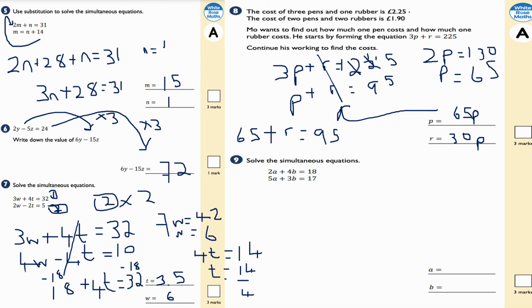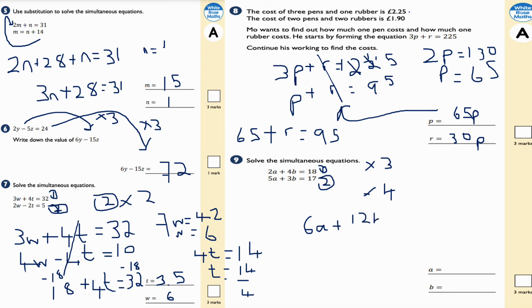Solve the simultaneous equations. Okay, so label that one as 1 and label that one as 2. Here there's no obvious quick way of doing it. I'm going to times the first one by 3 and the second one by 4, so I get the 12 b's. I'm going to have 6a plus 12b.